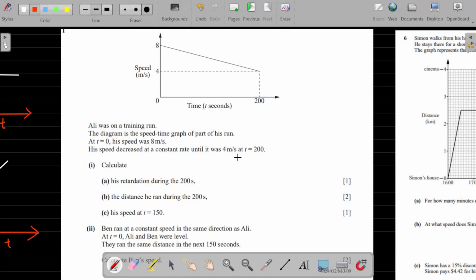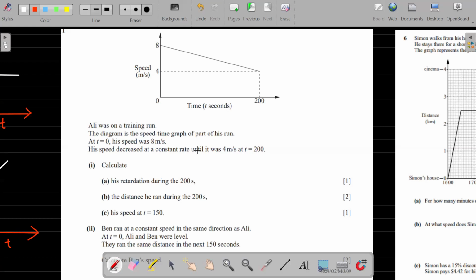We are going to solve the past papers. So let's see this kind of question. Ali was on a training run. The diagram is the speed time graph of part of his run. His speed decreased at a constant rate until it was 4 meters per second. His retardation during the 200 seconds.